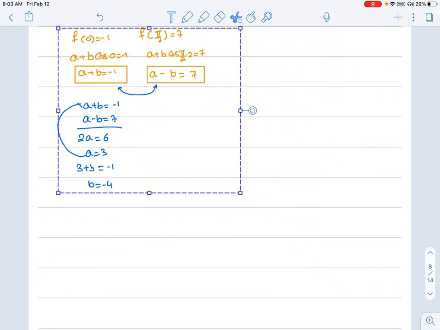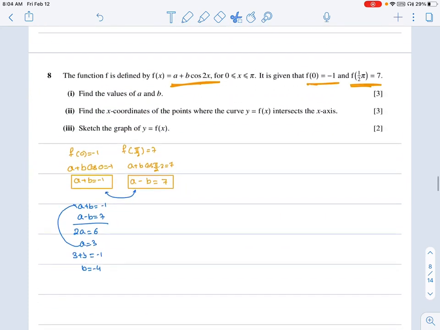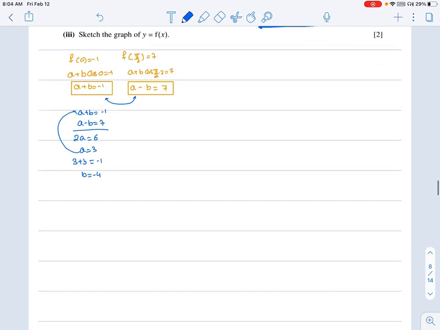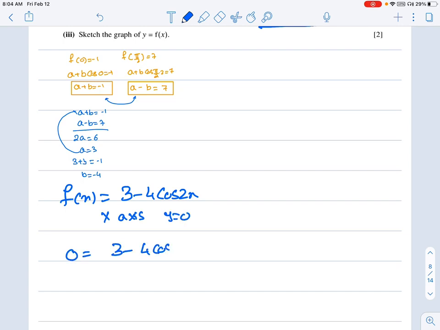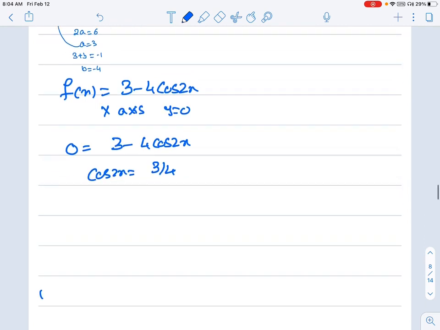Let me make it smaller. Now what is he asking? Find the x-coordinates of the points where the curve intersects the x-axis. So what does my f of x become? 3 minus 4 cos 2x. X-axis means y equal to 0. So 0 is equal to 3 minus 4 cos 2x. From there, cos 2x is equal to 3 upon 4.